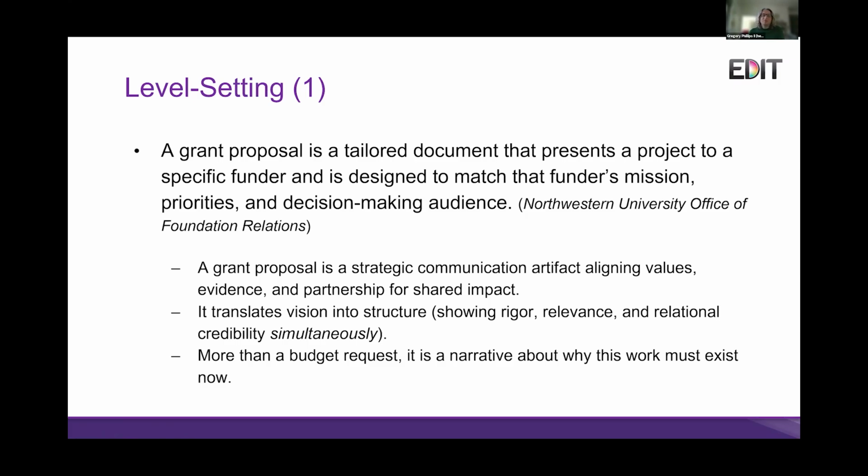They can be seen as a tool for communication. You can talk about how people's values, evidence, and partnership are aligned, and how they would have an impact on health disparities. You can talk about how to translate vision into structure, so covering things like rigor, relevance, relational credibility, reliability, all at the same time. And although often we think about a grant proposal as a way to ask for money, these are more than just a simple budget request. It's a narrative about why the work that you're proposing must exist and why it must exist now, and why you must be the one to do it.